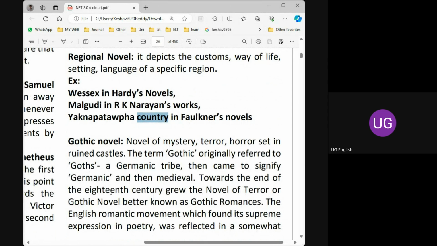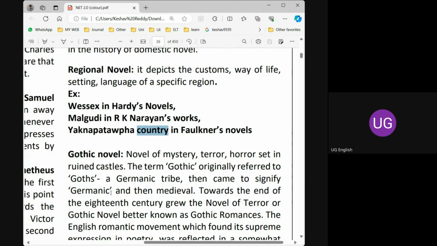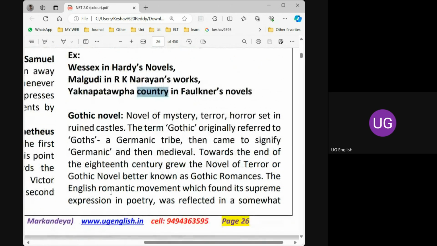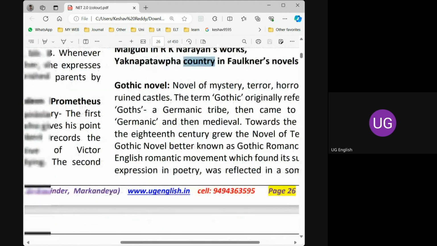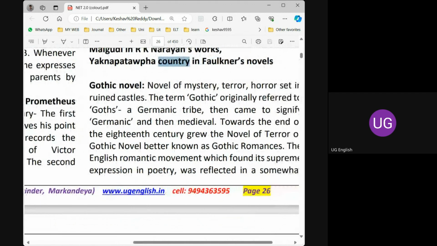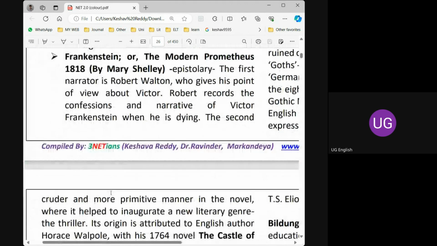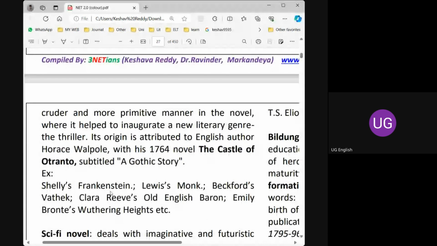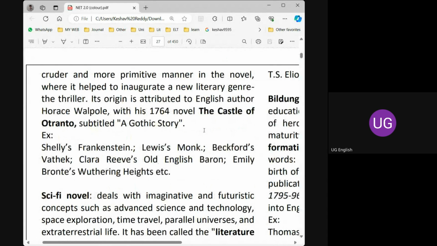These literary creations have settings. We can call it a setting, a place, a region. So that is the reason this is a regional novel. And Gothic novel is also known as novel of fear, novel of terror, novel of ruined castles, and also ghosts. So even the first novel, that is a Gothic novel, has a subtitle, A Gothic Story, very important, The Castle of Otranto by Horace Walpole. Everyone should remember this.